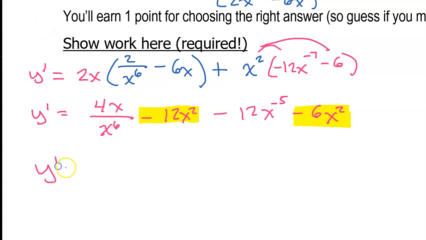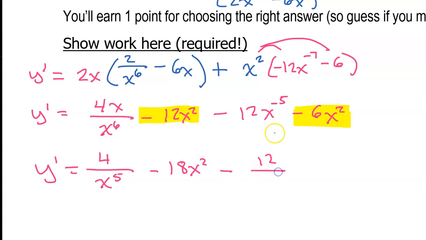So we have y prime is equal to 4, well, let's reduce this as well. So this x in the numerator is going to cancel out one of these x's. So we're going to have 4 over x to the 5th power. I'm noticing that we have this x to the negative 5 power. Maybe I'll deal with that later. So anyway, putting the negative 12x squared and negative 6x squared together, that's going to be negative 18x squared. So I've got minus 12 over x to the 5th power.